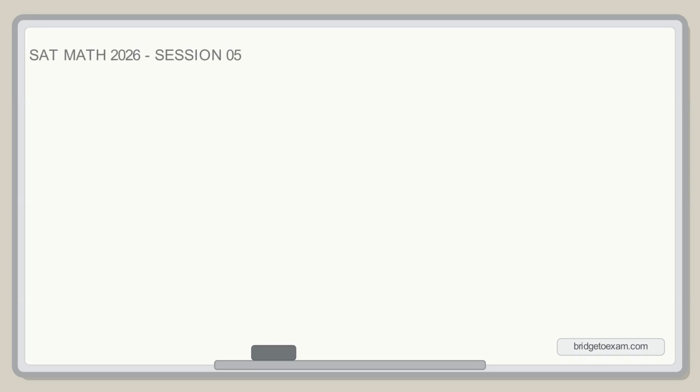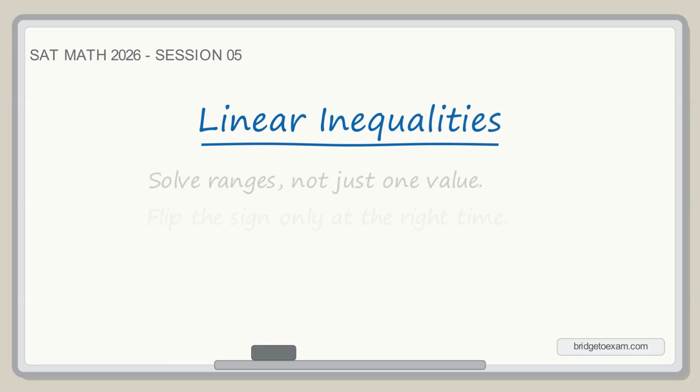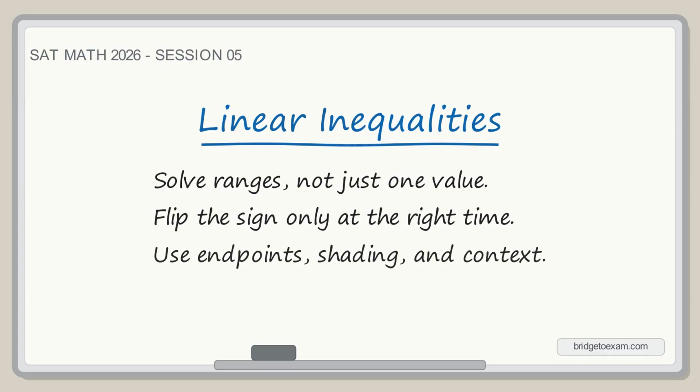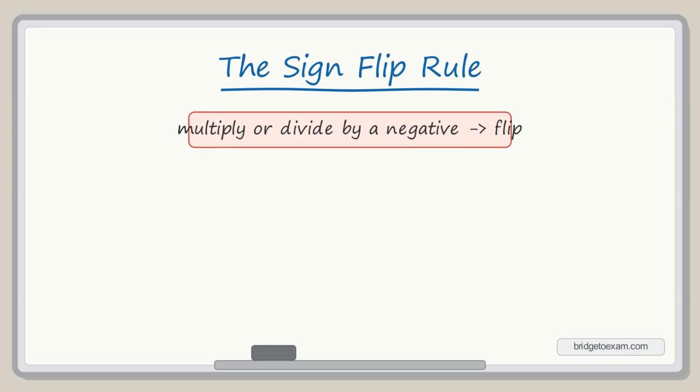Welcome to Session 5. Linear inequalities describe ranges of values, not usually one exact answer. Today we solve inequalities, handle compound statements, graph shaded regions, and use context to round correctly. The critical rule is simple but easy to miss. When you multiply or divide both sides by a negative number, reverse the inequality sign.